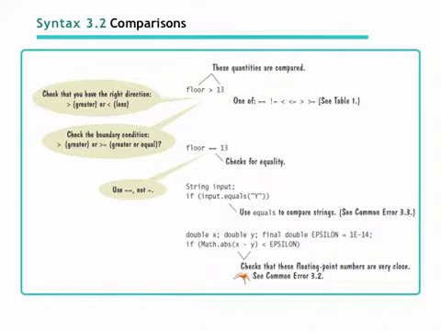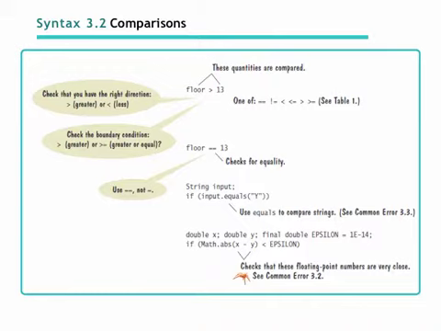In comparisons, you might have floor greater than 13. All of these relational operators are binary operators, which means they need 2 operands, one on the left and one on the right. You can examine these examples here. Note when we're checking for equality that we use 2 equal signs.